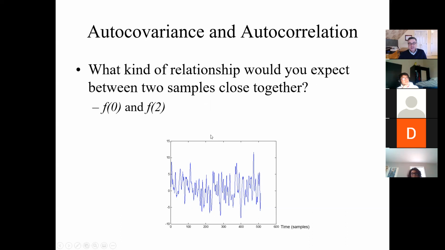On the other hand, we might expect some kind of relationship between two samples that are close together in time, depending on how fast the signal moves in that amount of time. Within two samples, maybe it hasn't moved very far, in which case we might expect to see some positive covariance in that interval.